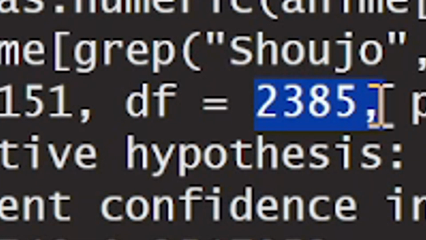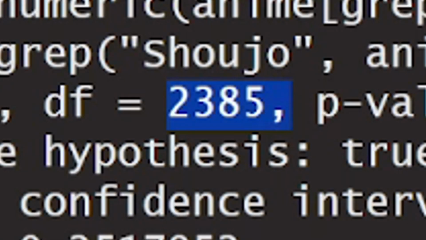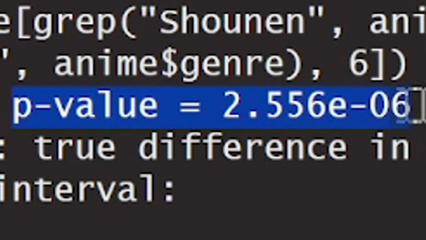We didn't violate an assumption, so we get to use a full number here. And when p-values are very small, R reports them in scientific notation. This is in scientific notation. This is definitely less than 0.05, so we absolutely reject the null.